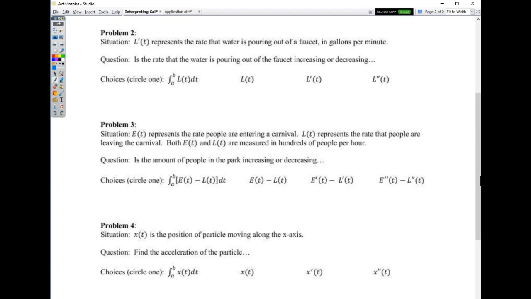So question 2 says that L prime of T represents the rate of the water pouring out of the faucet in gallons per minute. So let's write that. L prime of T, and that is definitely going to be gallons per minute. And the question asks, is the rate that the water is pouring out of the faucet increasing or decreasing? These are change words.